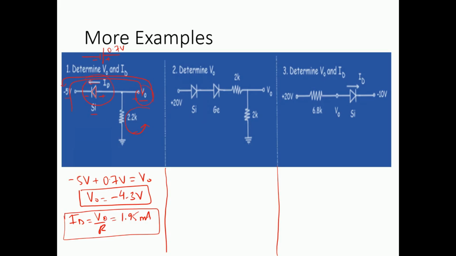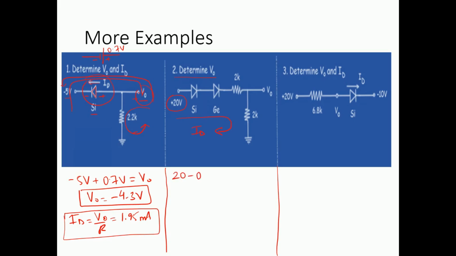Coming to the second question, we need to find V naught. Again, it's straightforward. If we take the clockwise direction, the direction of current follows the arrowhead. So both the silicon and germanium diodes are in the on state. The applied voltage is 20 volts, which is sufficient for the analysis. So we can just apply the KVL equation. I'm just going to write the equation.